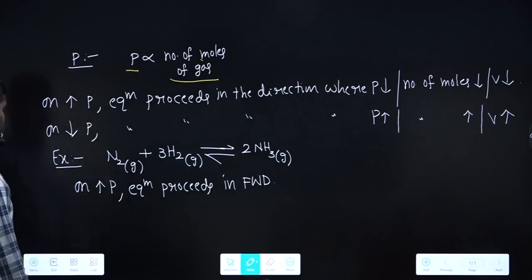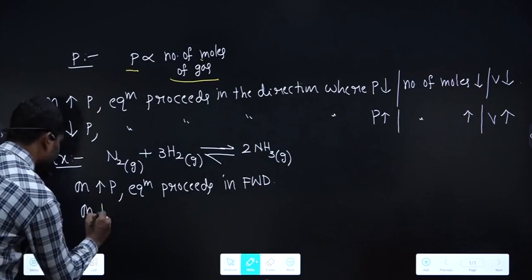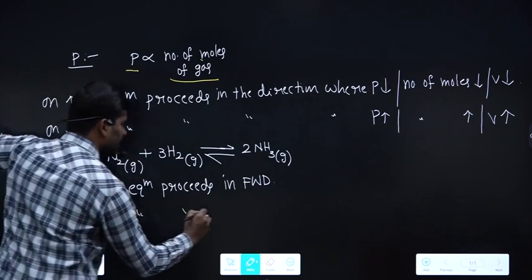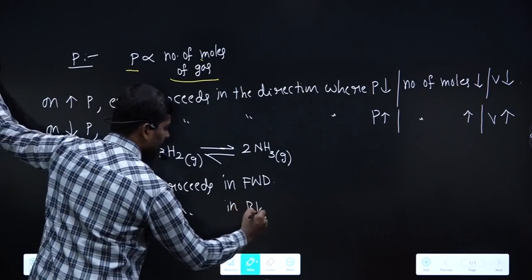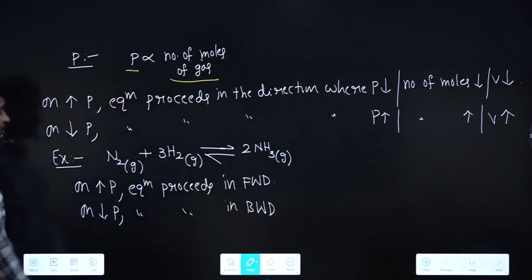Okay. Next, if you decrease pressure, on decreasing pressure, equilibrium proceeds in which direction? Backward direction. Equilibrium proceeds in the backward direction.